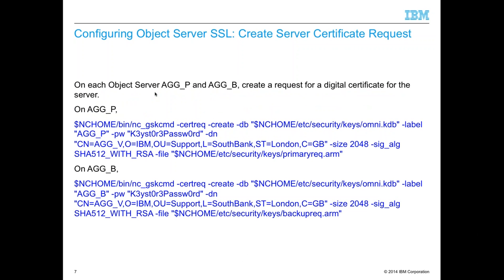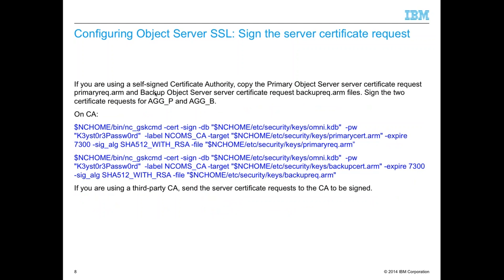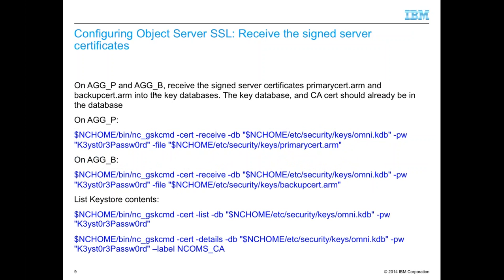You would still need to create a server certificate request, but you would not sign this on your CA. You would send this to your third-party CA to sign and return. So you would skip this step to sign the server certificate request. You would send that instead to your third party. And then once your third party CA gave you back the certificate file, you would receive it into the key stores on both your primary and backup object servers.